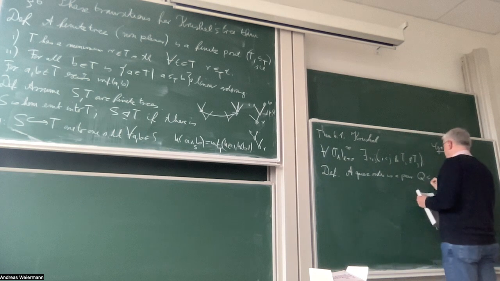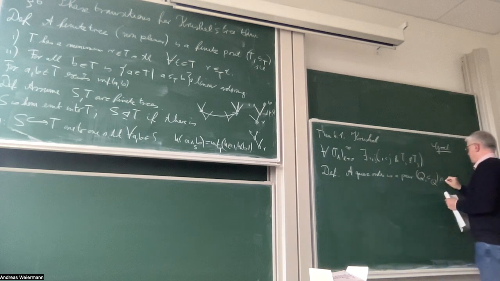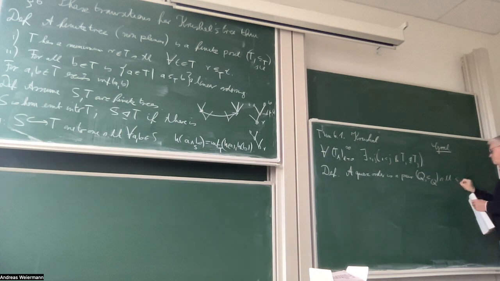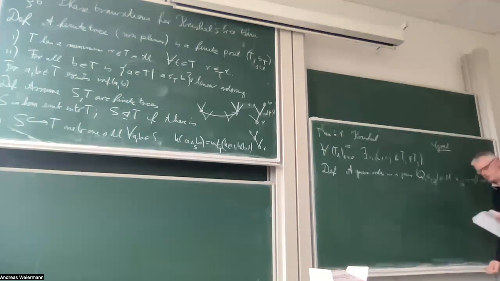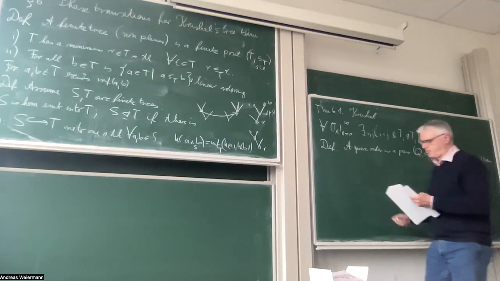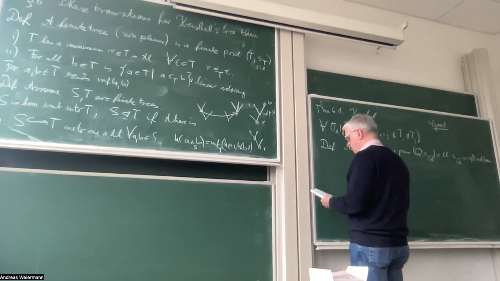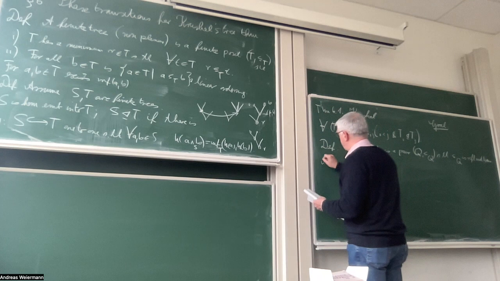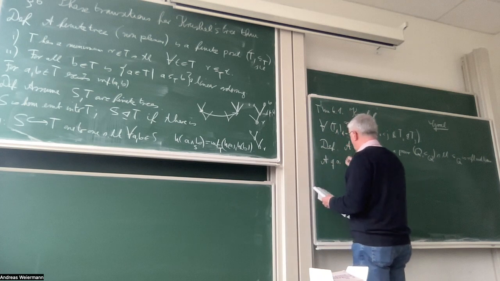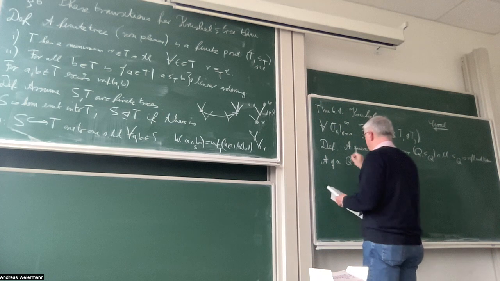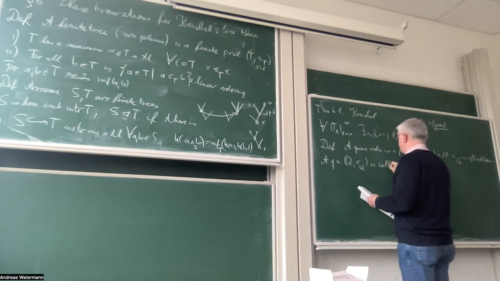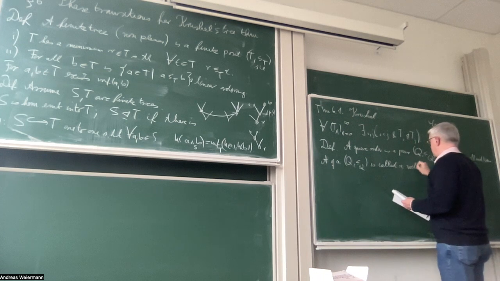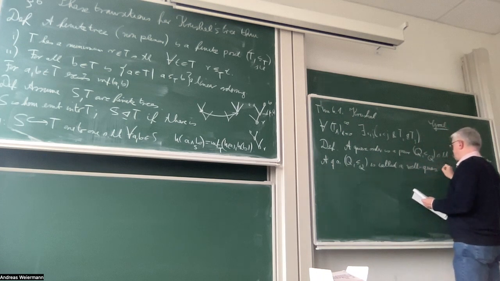This relation, such that this relation is reflexive and transitive. Okay, nothing special. It's called a quasi order, or well, quasi ordering.